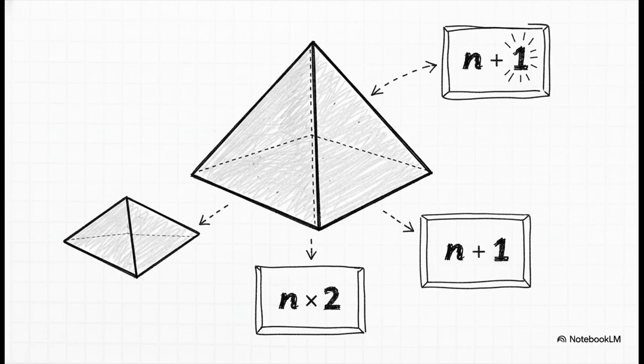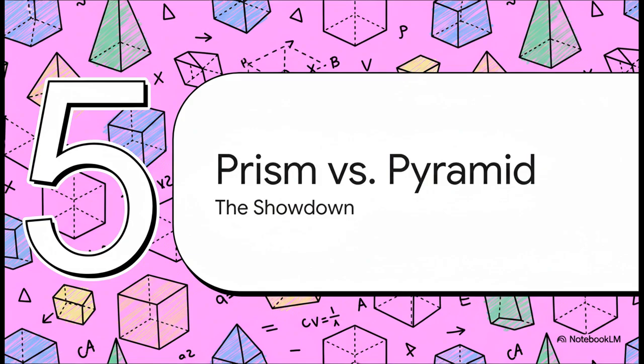It's so elegant. The number of vertices is just n plus 1. That extra 1 is for the apex, of course. The edges are simply n times 2, and the number of faces is the same as the vertices, n plus 1. A totally different code from the prism, but just as simple and just as powerful. We've decoded them both. We have their secrets.